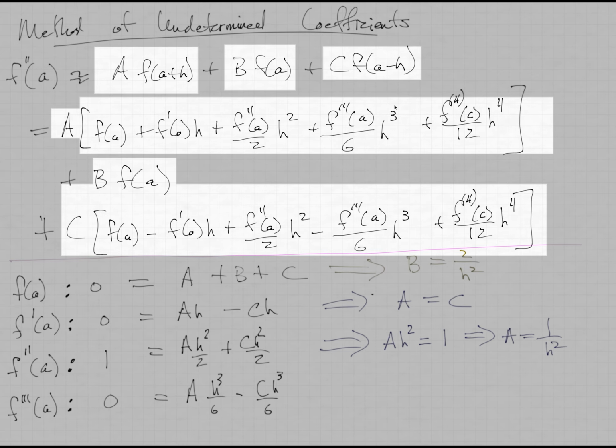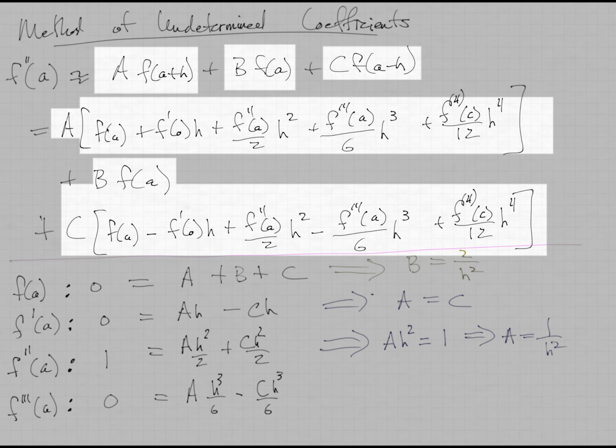We want most of the terms to cancel, right? Basically we want everything to cancel except the second derivative, right? What we'd like is when we add up these three terms here, we'd like to end up with simply f double prime of a. That would be ideal, if everything else cancels.